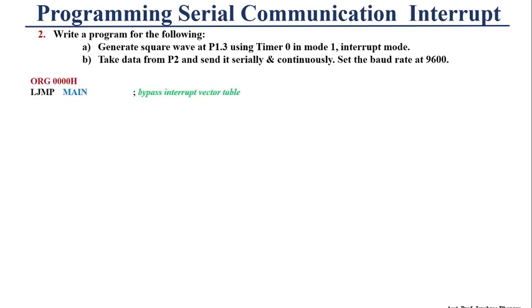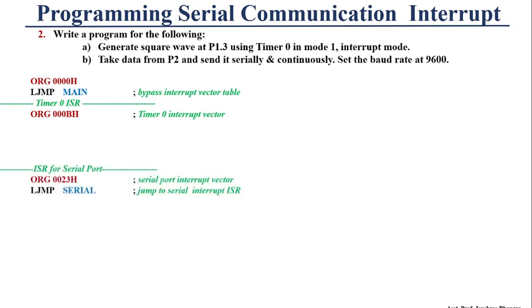So here is the starting address, and using the instruction LJMP we bypass the interrupt vector table. So here is the timer 0 ISR location or vector address, and this is the serial port vector address. This instruction LJMP main will bypass all these vector addresses or the vector table, and it will jump to the main program. Here our main program starts at location 0030H.